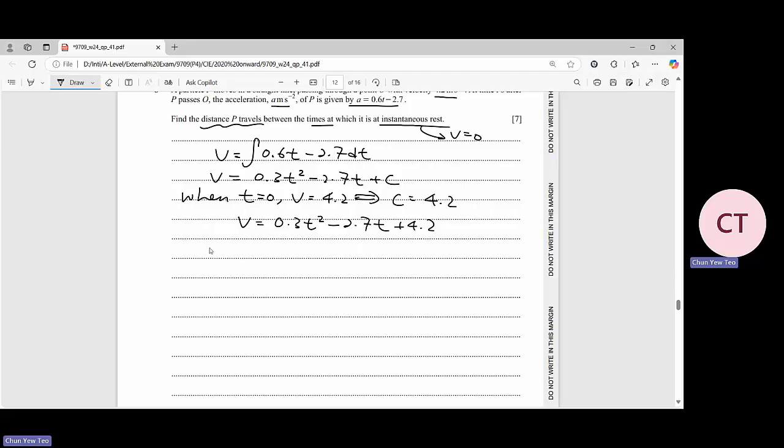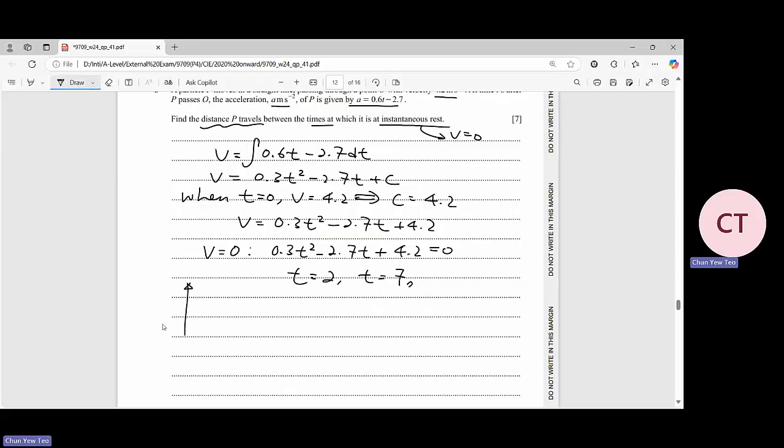Now to find the time for instantaneous rest, we let v equal to 0. So we have 0.3t squared minus 2.7t plus 4.2 equal to 0. We can also use the calculator to help solve the quadratic equation. From here, your calculator will give you t equal to 2 and t equal to 7. Okay, so these will be the times that your particle is at instantaneous rest.